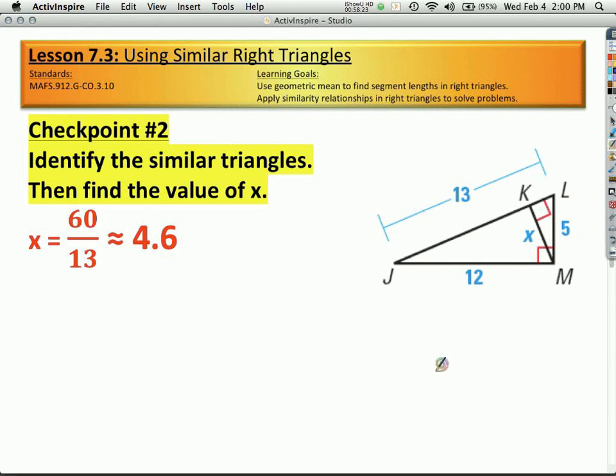Does anyone have any questions on how we did this? If we did it like on the test, would we put 60 over 13? I'm a reasonable person. I'll accept either way as long as you're thinking about what you're doing. But one answer is exact and one is approximate. So think about that. Are there cases where an approximate answer is good enough, and are there cases where an exact answer is needed?